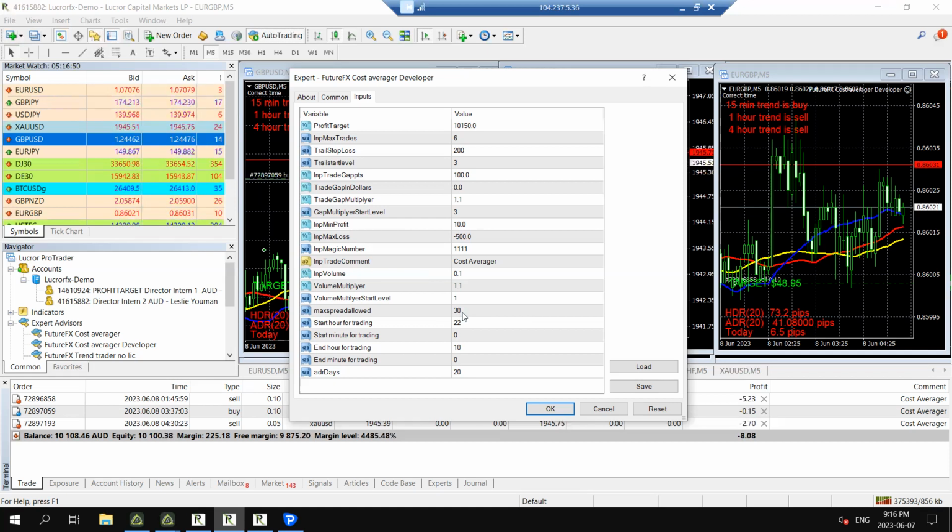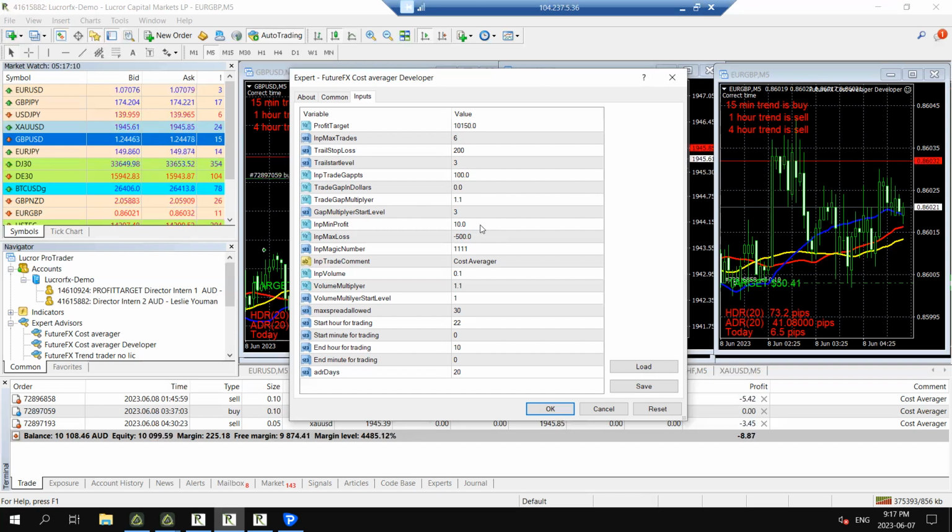It's to stop the software taking out any trades if the spread is excessive. That's simply because if the spread's excessive, the market's going to have to move a lot more in order for that trade to get into profit and to hit the minimum profit target.